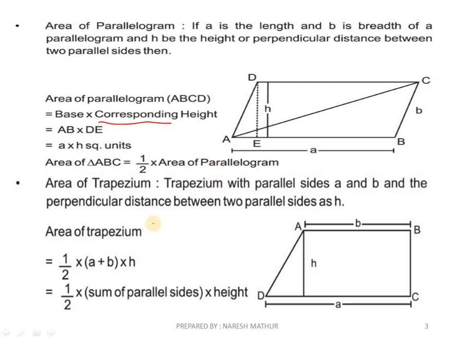Alright. A trapezium is a shape whose one pair of opposite sides are parallel. So the formula for its area is half into sum of parallel sides into height. These formulas are well known to you.